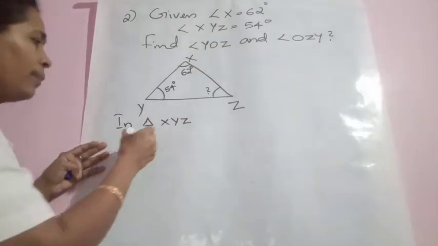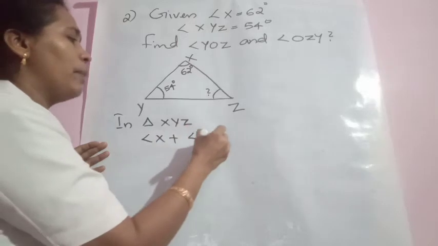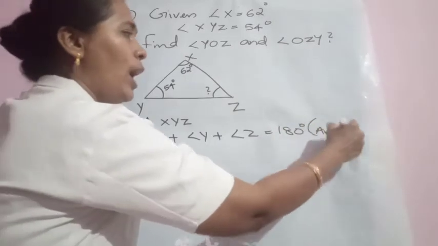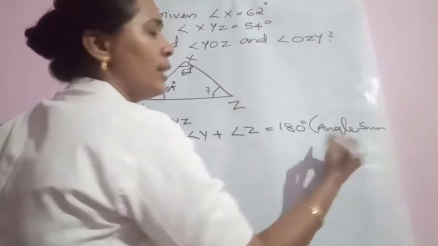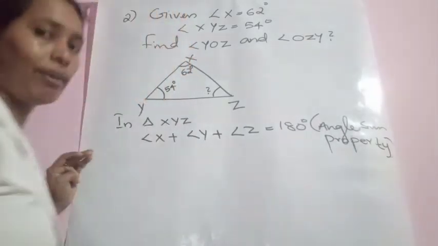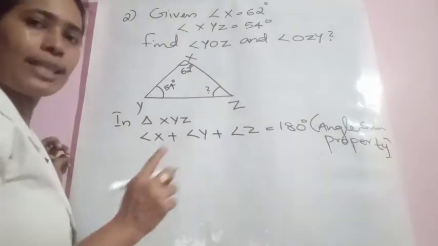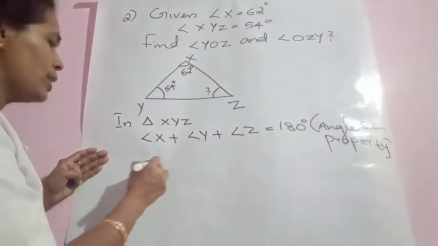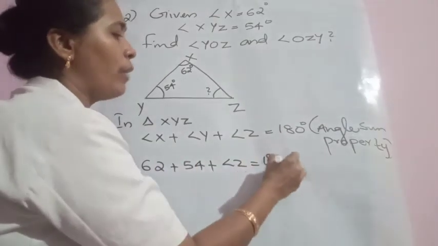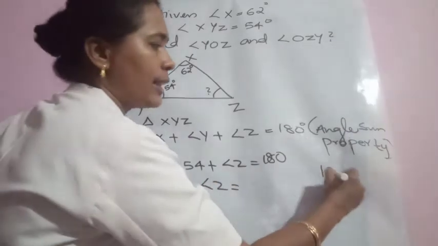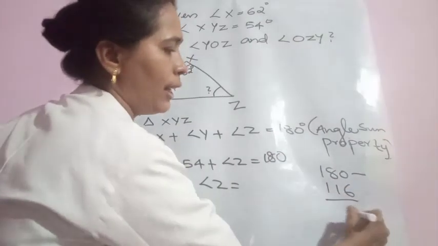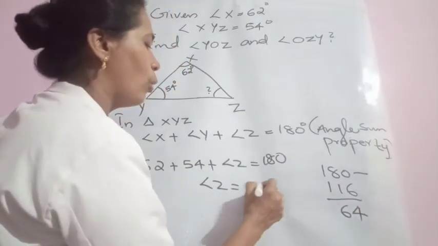Angle X plus angle Y plus angle Z equal to 180 degree. What is the reason? You must write the reason for the statement: angle sum property. Don't avoid this one because it carries half a mark. Now substitute the values known to you: 62, 54, Z we don't know. So how to find Z? Z equals 180 minus the sum of these two. The sum of these two is 116. How much is it for us? 64 degree.